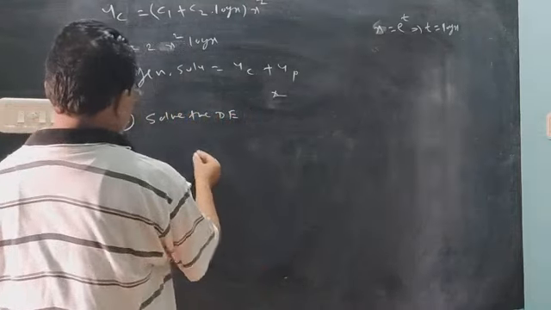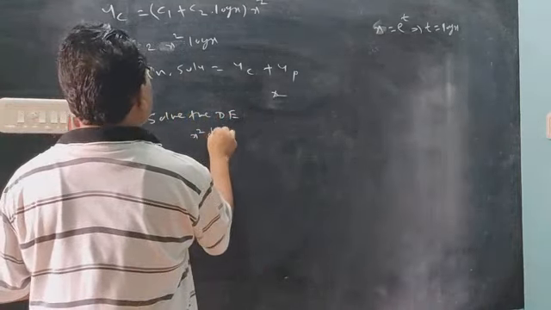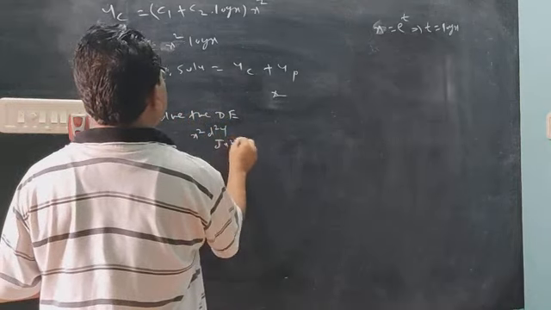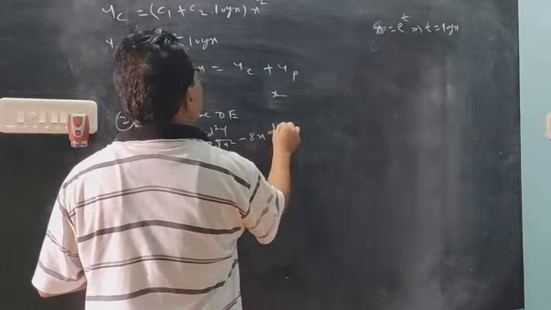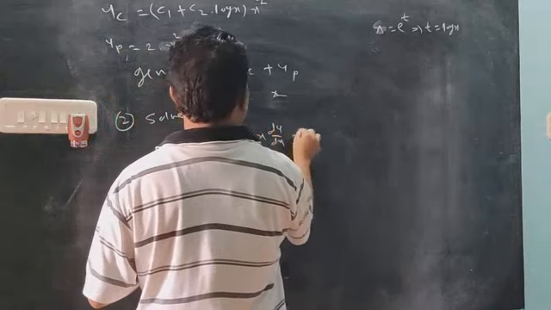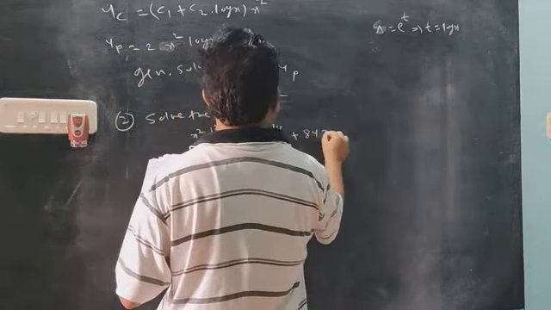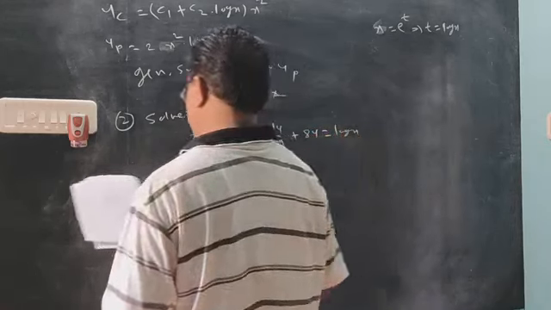Second, solve the equation x squared d squared y by dx squared minus 8x dy by dx plus 8y equals log of x.